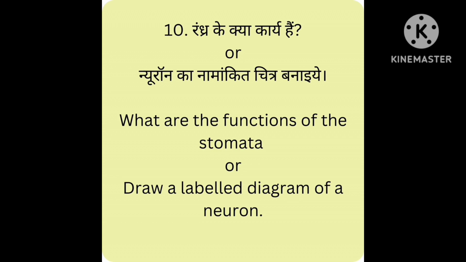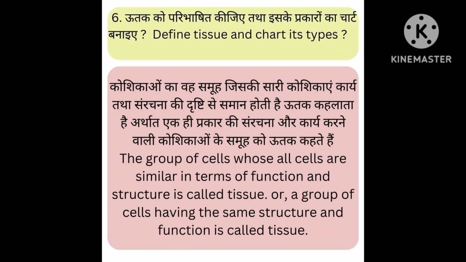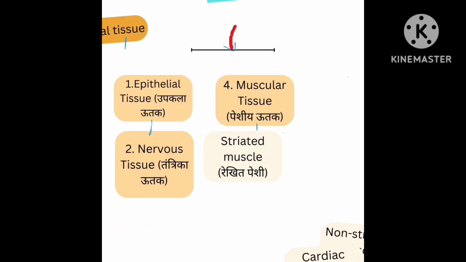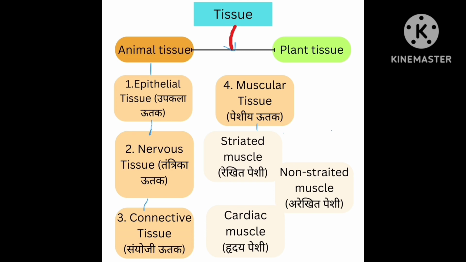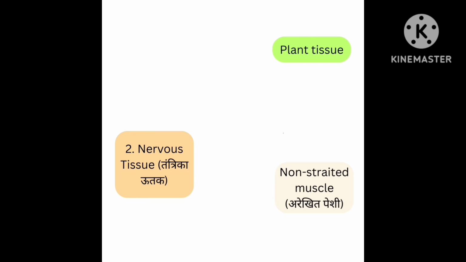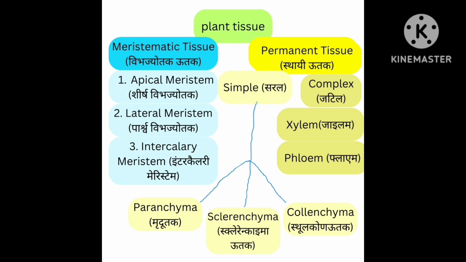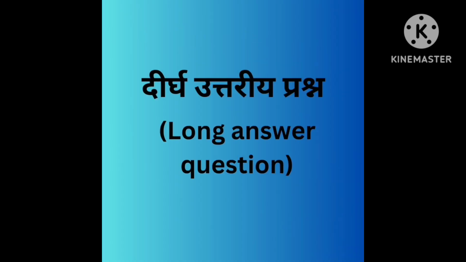Now we are going to the next question. Okay, so this is your sixth question. There I explained how we can write an answer, and we can make a chart also. There is animal tissue, and here you find different plant tissue, so you can make a chart like this. Now we are going to long questions.